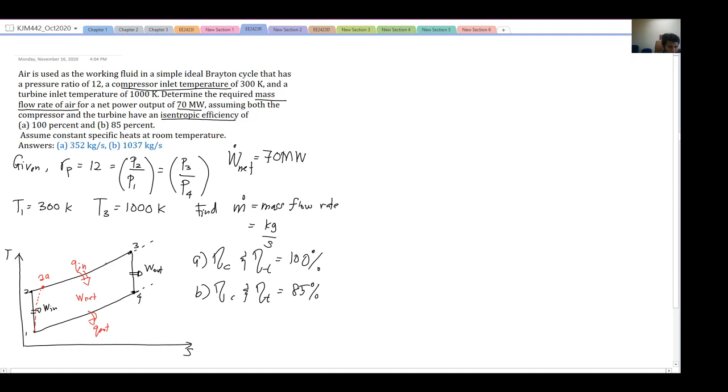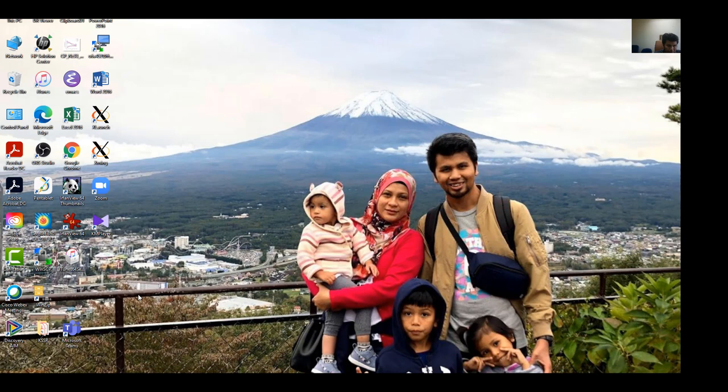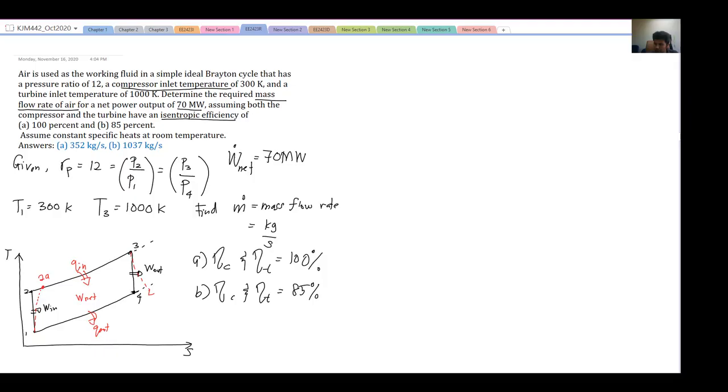And then for the turbine, we define it as 4A. Now we can identify this as 4S, isentropic, because S3 equals S4. Sorry, technical problem. Okay, so sorry for the technical problem. This is 4A for the actual, and then 4S for the isentropic. So this is 2S and also 2A.